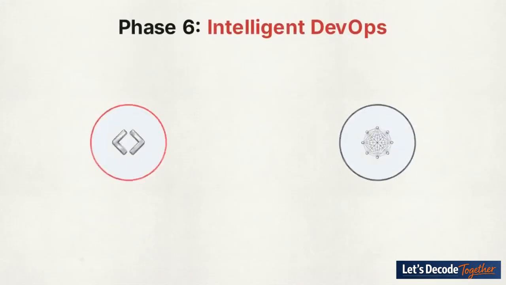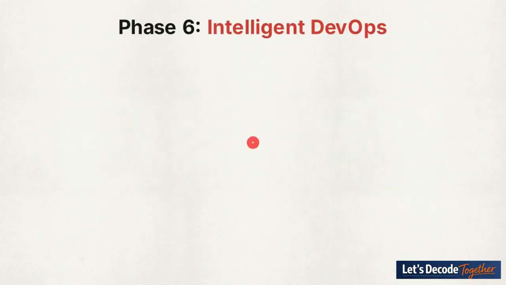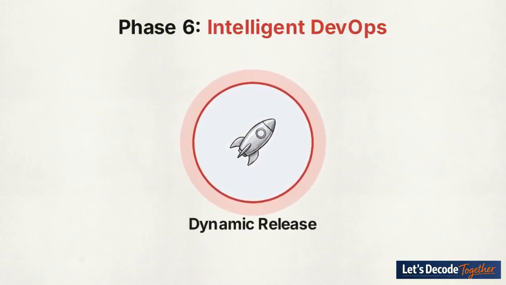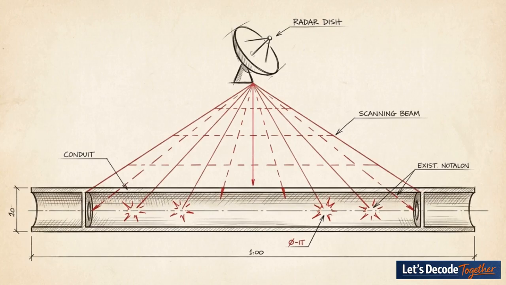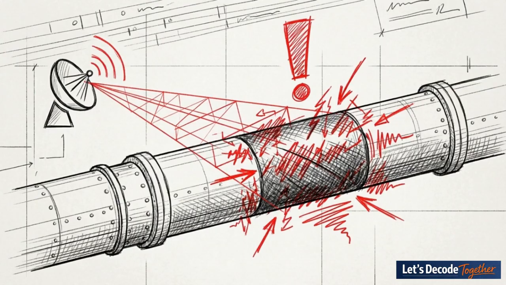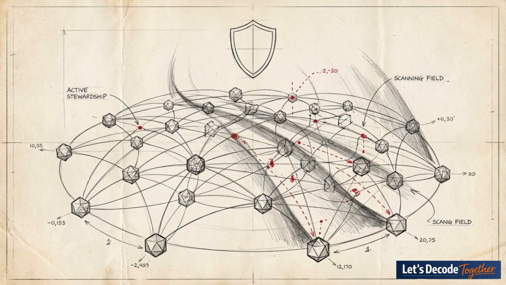Phase 6, Intelligent DevOps, involves the dynamic release of both software logic and model weights. Predictive maintenance utilizes AI to monitor the CI/CD pipeline in real time, identifying anomalies and predicting which builds are likely to fail before they even finish compiling. Finally, Phase 7 introduces continuous stewardship, replacing the traditional concept of reactive software maintenance.